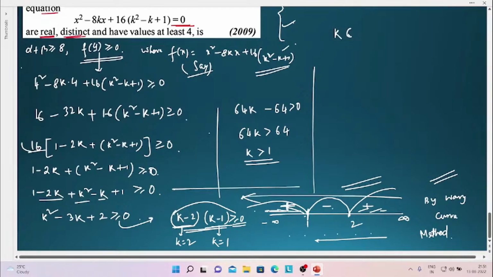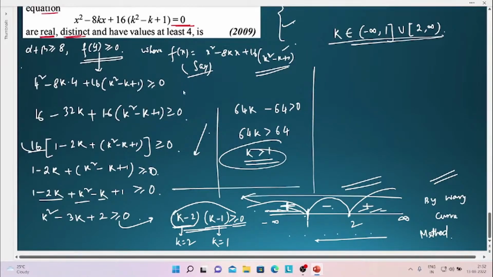So k will belong to minus infinity to 1 closed interval union closed interval 2 to infinity, right? In the last part, from the initial part we have k greater than 1, and now we have k belongs to minus infinity to 1 union closed interval 2 to infinity. So if I combine these two with intersection, we actually have k belongs to closed interval 2 to infinity.